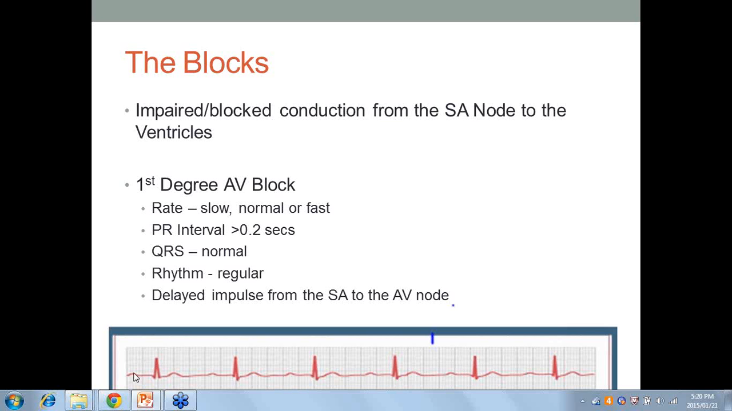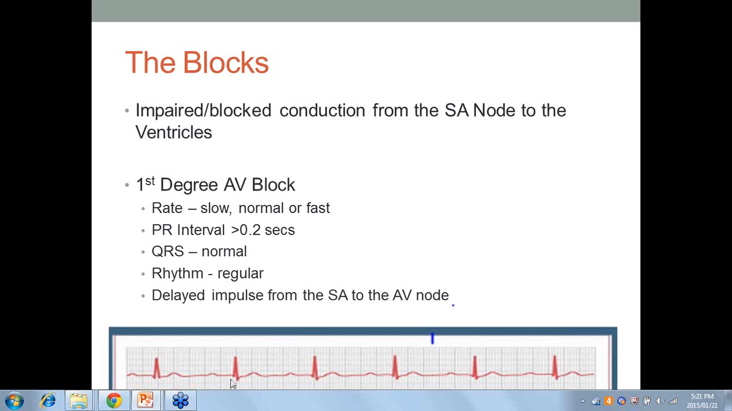What is the PR interval? Is it normal? Is it less than 0.2 seconds? No. So in the case of a first-degree AV block, here's the problem. The PR interval is longer than 0.2 seconds, or it's bigger than one big box. So if you think back to the diagram of the electricity flowing through the heart, if there's something wrong with the impulse going from the atria to the ventricles, it would make sense that there's a delay between the atria contracting and the ventricles contracting.